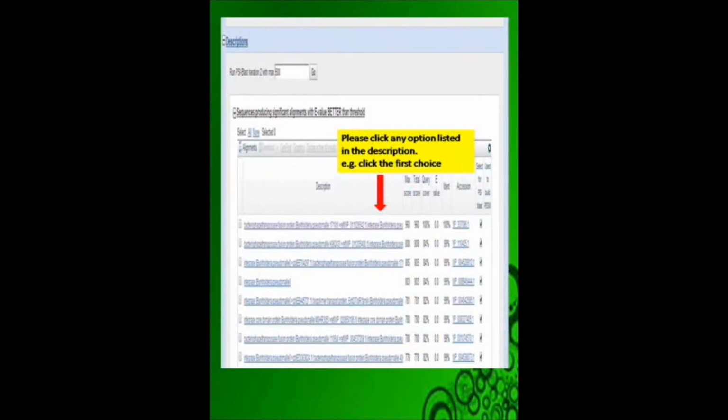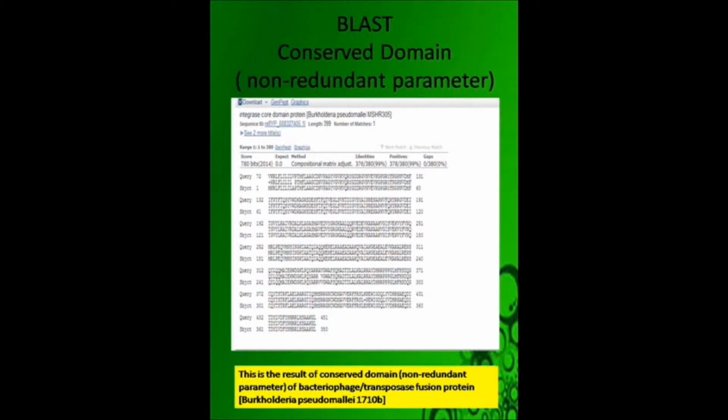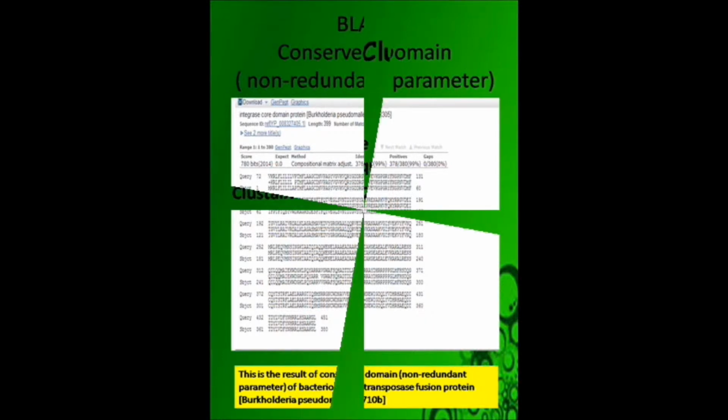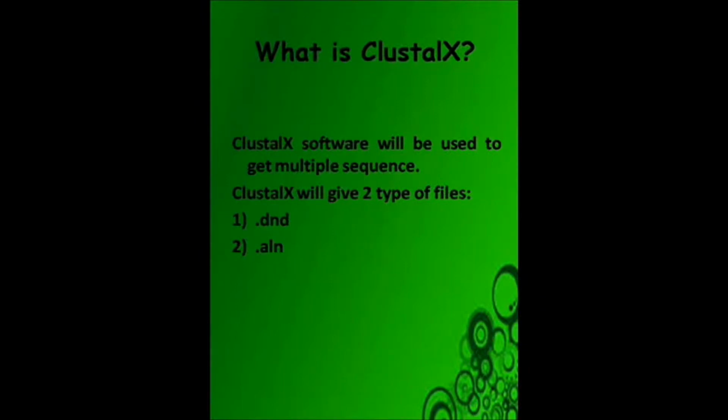Below the alignment graph, you will see the description box about the sequence which will look like this. Please click any option provided in the box to see the result of the BLAST conserved domain non-redundant parameter. This is the result of conserved domain non-redundant parameter of BPSP033 sequence.